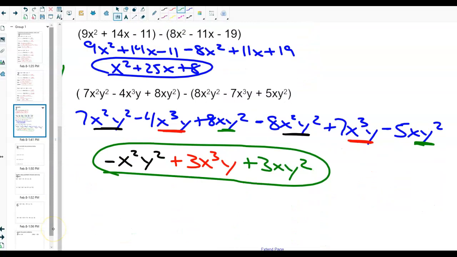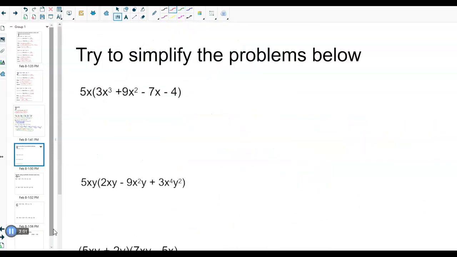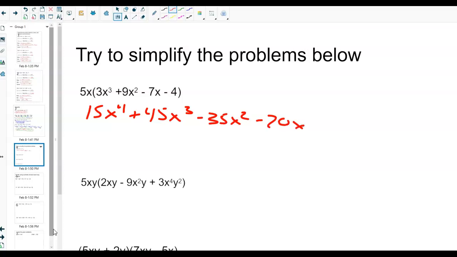And those are our answers. We don't have to have the same terms. We do have to add exponents of similar bases. So 5x times 3x cubed, 15x to the fourth. 45x cubed. Negative 35x squared and negative 20x. I'm simply distributing the 5x to all four terms.